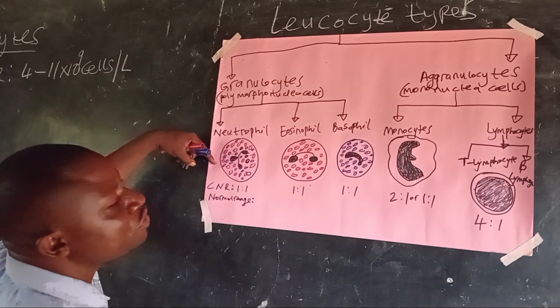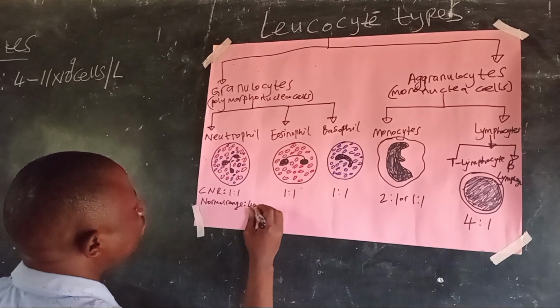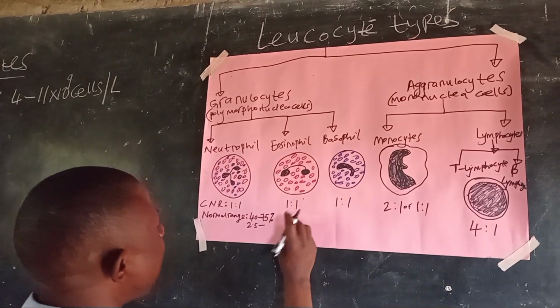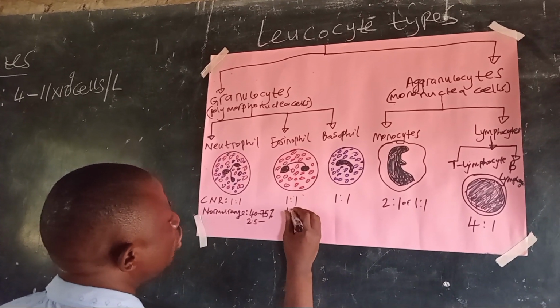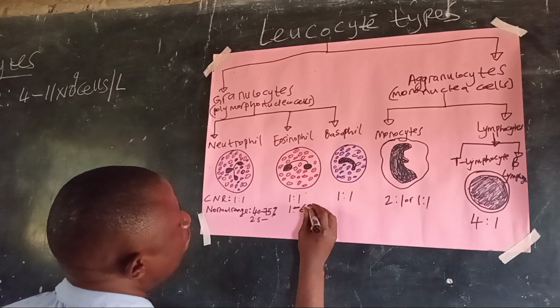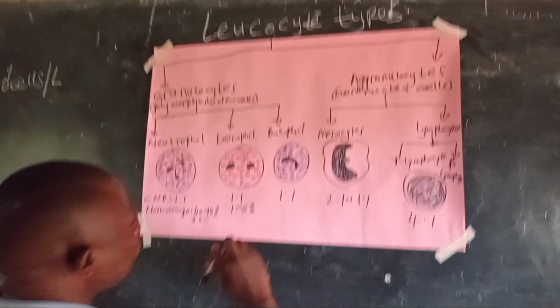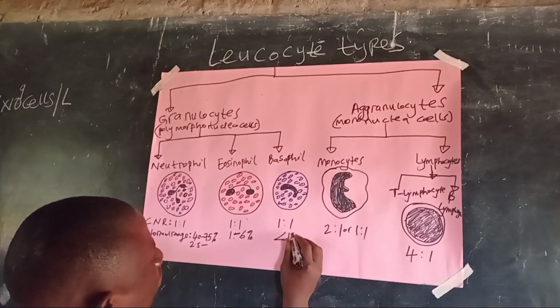The normal range of the neutrophils percentage is 40 to 75%. Here, the percentage is 1 to 6%. Then the percentage here should be less than 1%.